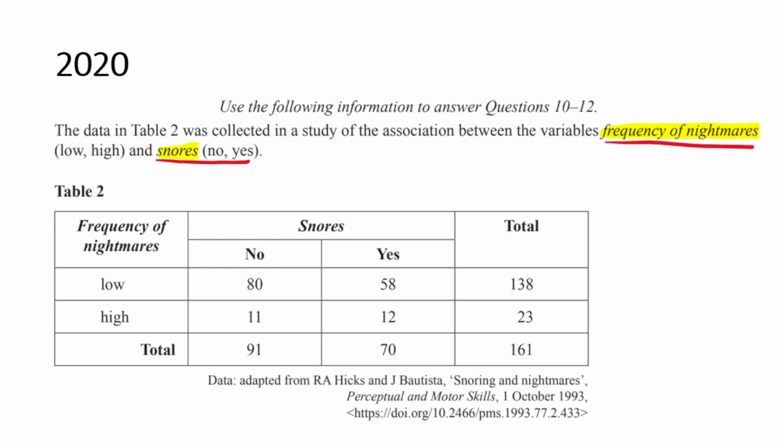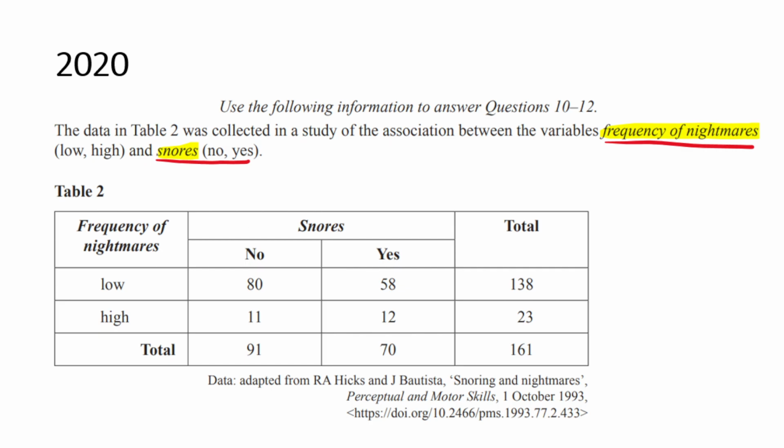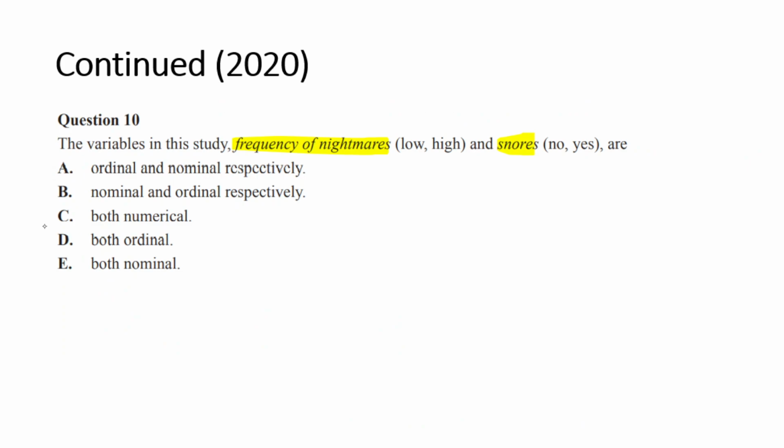But let's have a look at the question. The variables in this study, frequency of nightmares and snores, are what? Well, as we said, because it's in a two-way frequency table, we can know that they're both categorical. So if there is any reference to numerical in here, we can cross it out. But it turns out there isn't. So let's go through and look at it.